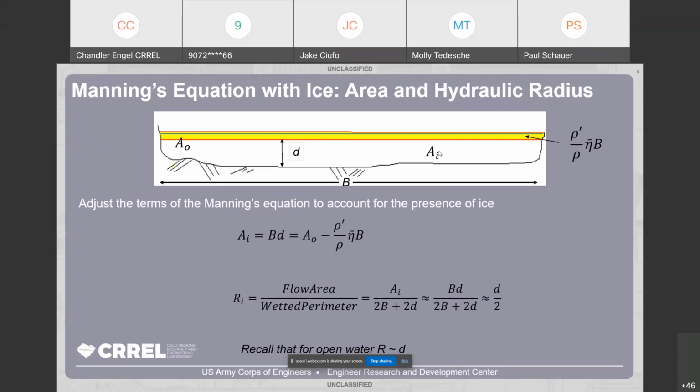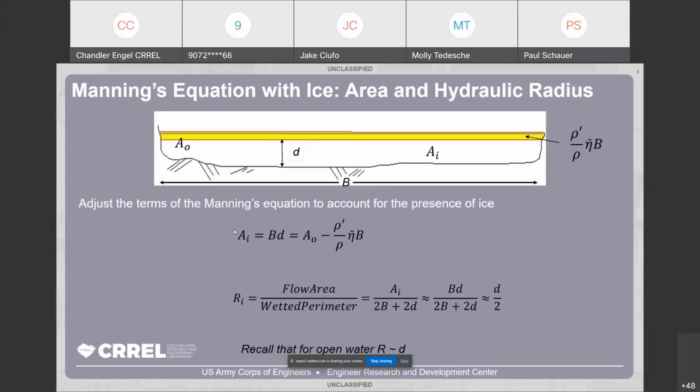A sub I over here is the flow area under the ice, so the area from the bottom of the ice down. And then the term over on the right is just the density of ice over the density of water. That ratio is, as we discussed yesterday, 0.92 times the average ice thickness. That's the eta bar term. And that's multiplied by the channel width. So the area from the blue line down to the bottom of the ice, or the difference between A sub naught and A sub I. So that's what that term refers to.